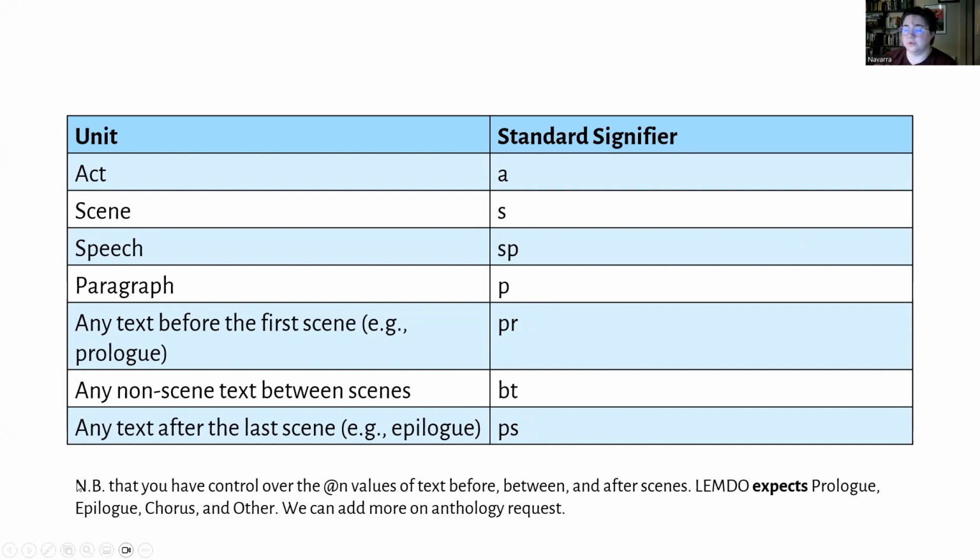Quick note, you do have control with those text before, between, and after scenes. You have control over the n values. So if you remember, we put n equals 1 for that first act or that first scene. You can put prologue as your n value for your prologues. We currently expect to see prologue, epilogue, chorus, and other as the n values. But if there's a strong request from an anthology saying, hey, we actually need whatever else it is that you need, we can potentially add more to that list of values.